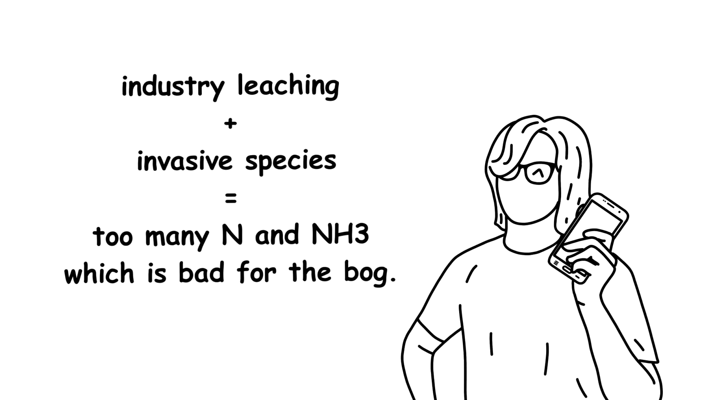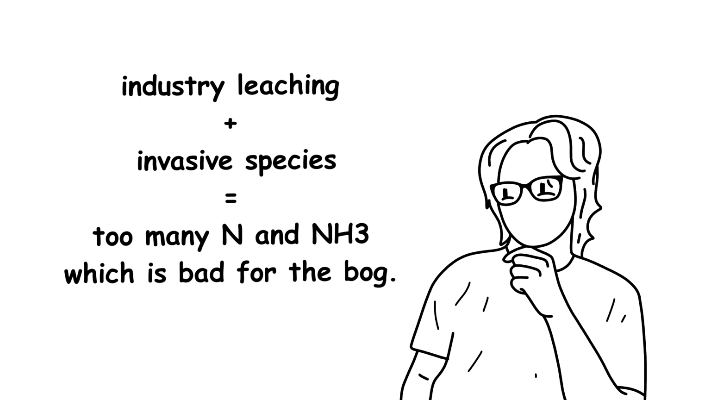So basically, industrial leach and invasive species cause too much nitrogen, which becomes too much ammonia in the bog, which is a problem, because too much ammonia is bad. It's basically kind of toxic.